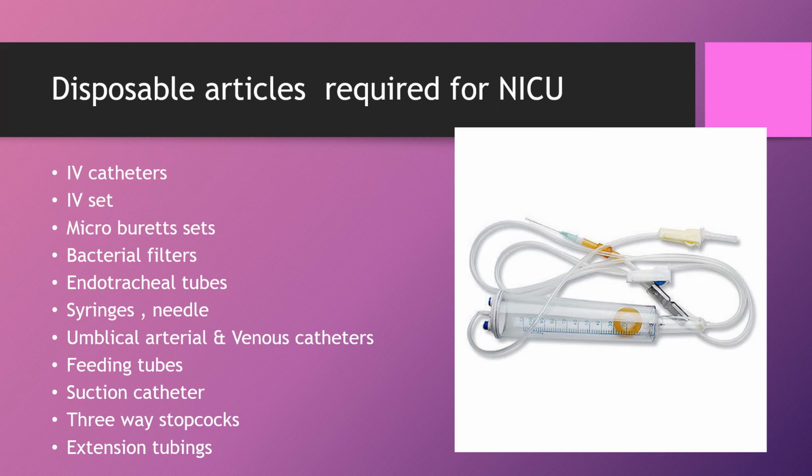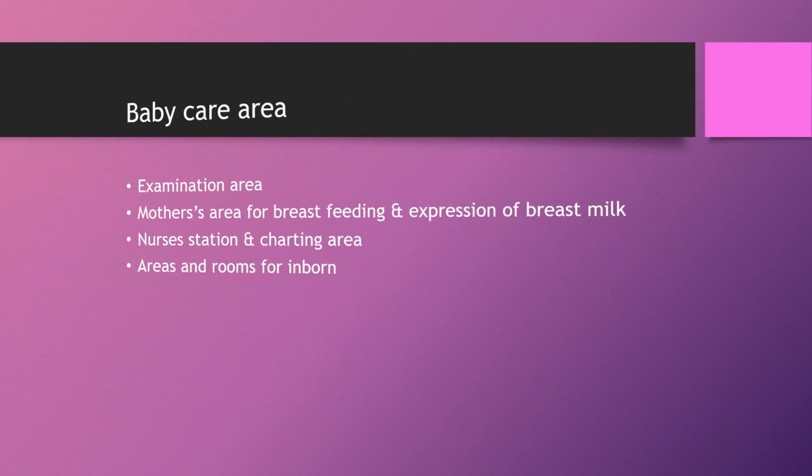Then disposable articles required for NICU. Disposable means use and throw. The articles required for NICU, from the IV set to extension tubing, till the instruments they are using, are disposable; they will not be reused again. Items of that type can be considered disposable. That is IV catheter, IV set, bacterial filters, microburette set, endotracheal tubes, syringes, needles, suction tube, suction apparatus, gavage feeding tube. So everything is a disposable article.